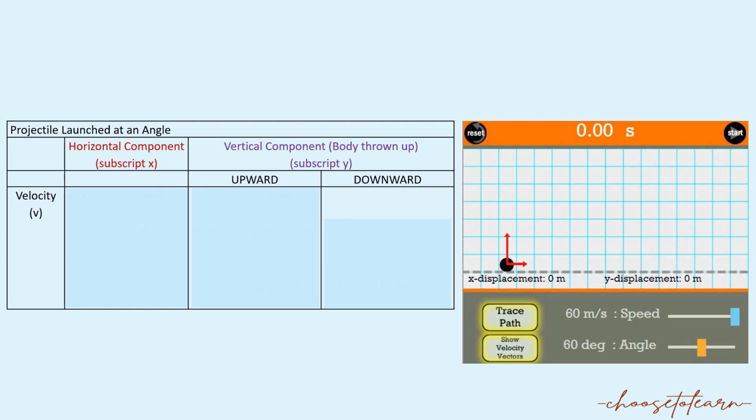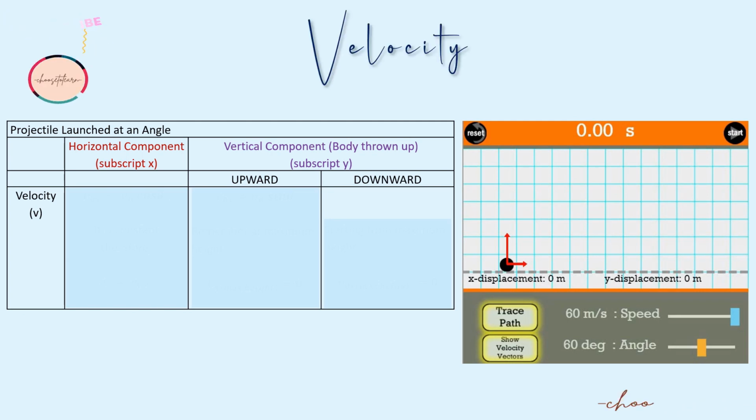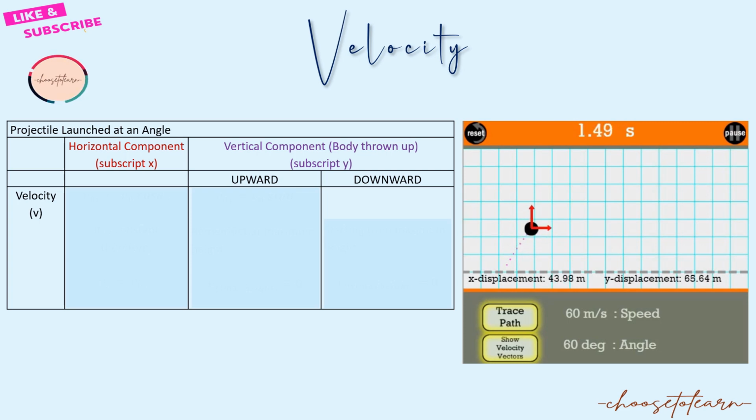Let's analyze first the velocity. I want you to observe the video. Again, the length of the arrow indicates how fast the object is moving in that direction. As you can see, horizontal velocity is always constant, while vertical velocity is not constant since it is affected by gravity. So how are we going to find the horizontal component and the vertical component of the velocity?